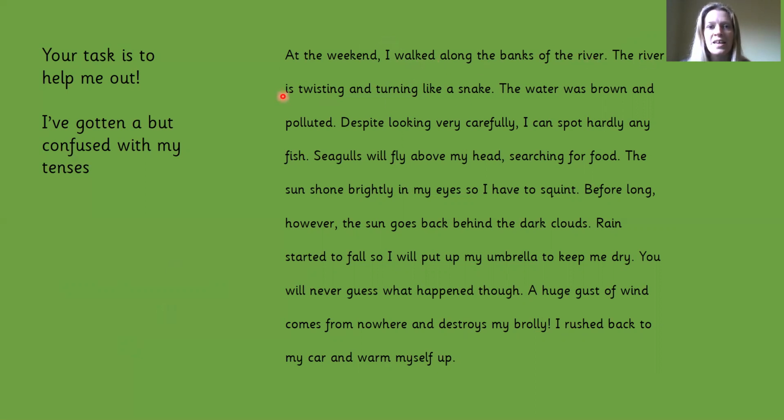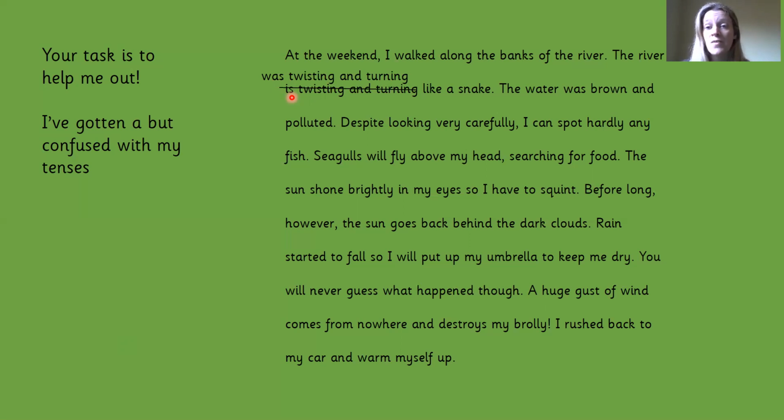The river is twisting and turning like a snake. Now, remember, the verb in this sentence is the is part, okay? And that's what I need to change. It's not in the past tense. It's telling me like at this moment. So what I need to do is change that section to the river was twisting and turning. It's already happened. It's not is anymore. It was twisting and turning.